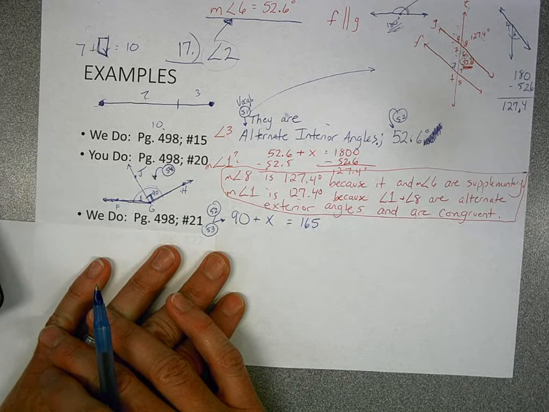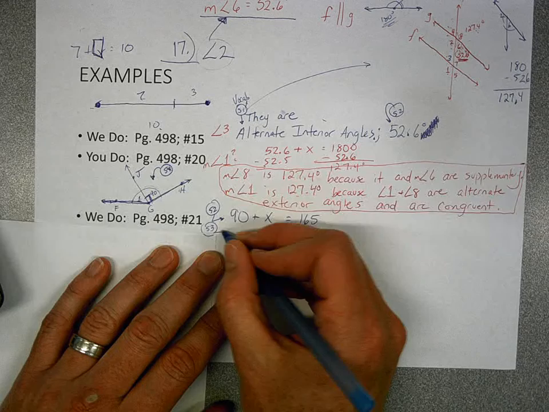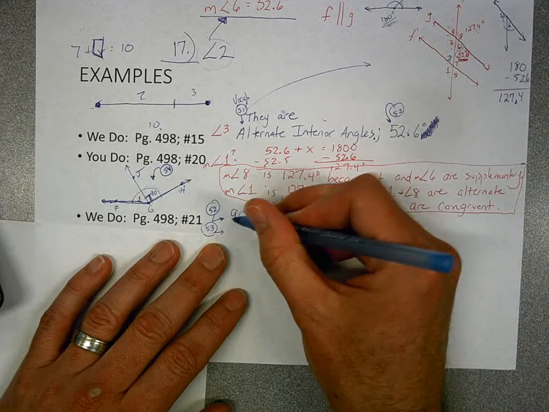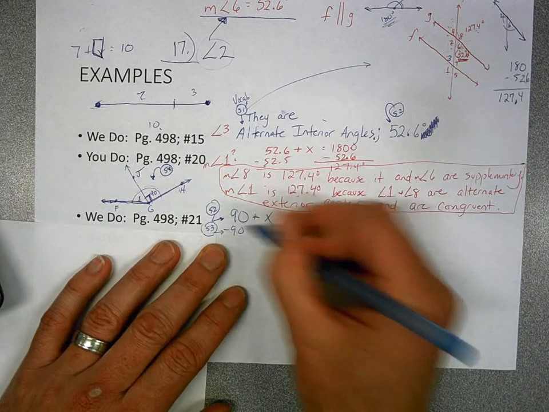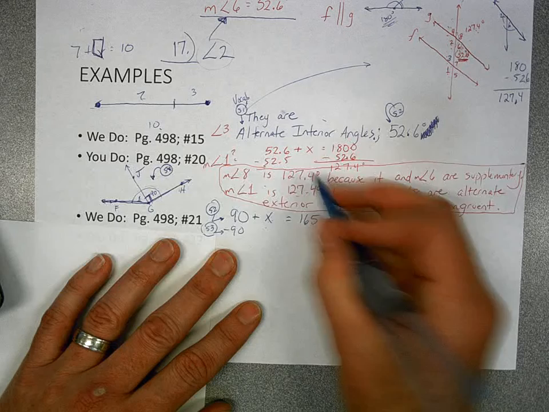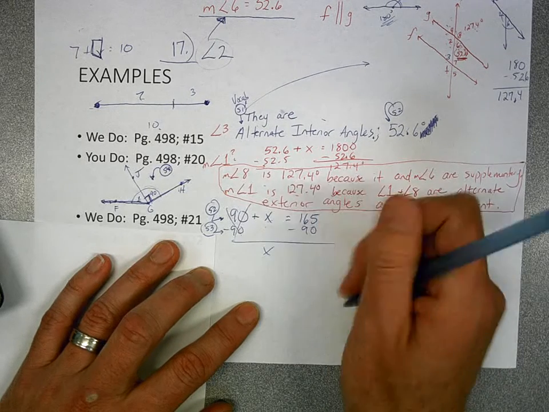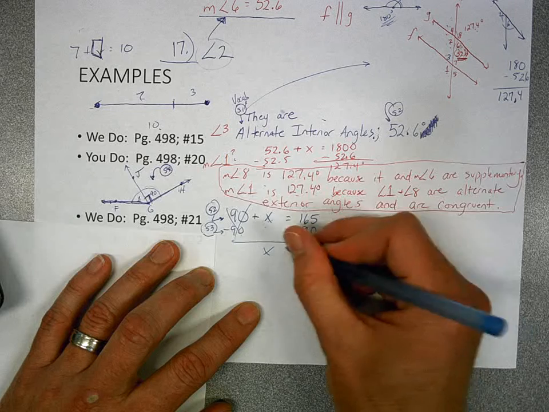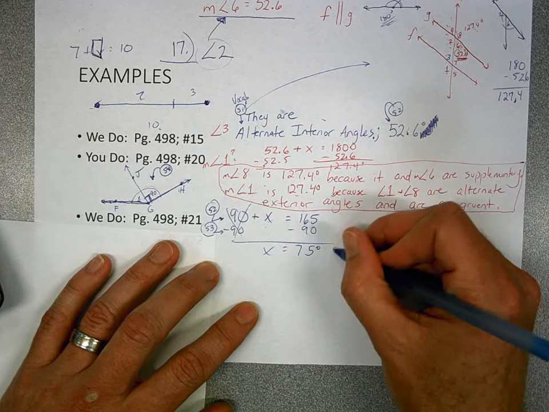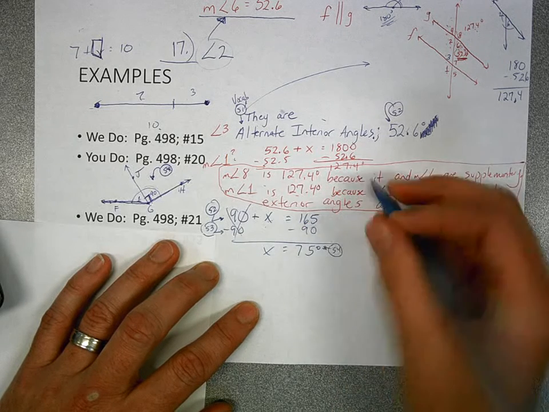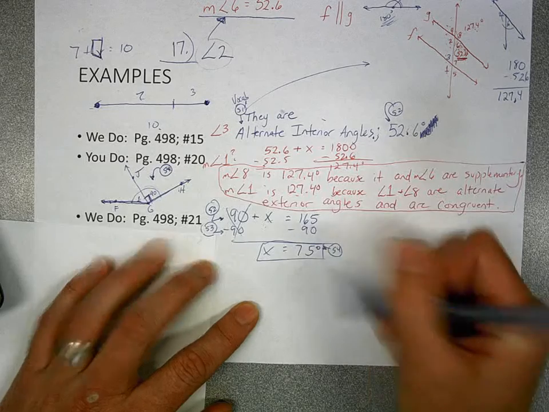Step three is solve this. So we have 90 plus x. Of course, we're isolating the variable. I'm subtracting 90 from both sides. So, 75, and there we go. Of course, step 4, don't forget your units, because they're wanting to know what the missing angle is. It's 75 degrees.